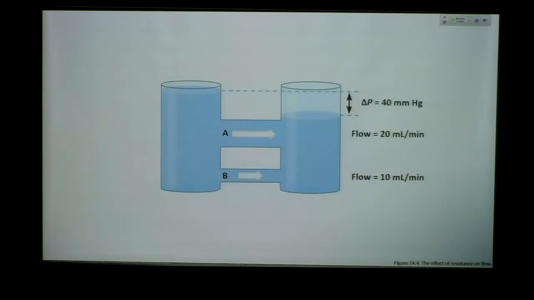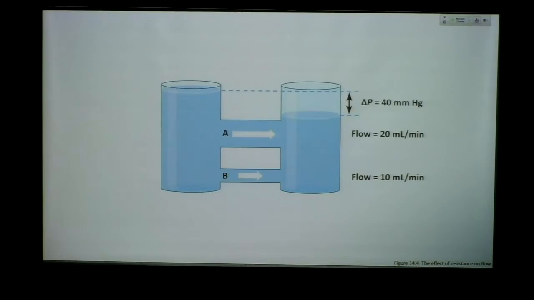All right, let's look at two scenarios here. So we have two containers, one on the left, one on the right, and we have two tubes or two vessels that are connecting both containers. We have a pressure gradient, which we sort of mentioned before, of 40 millimeters of mercury. And so we have flow. We know that we have flow because we have a pressure gradient. So water or blood is going to want to move from side A, or the left side, sorry, to the right side. And it can do so through conduit A or through conduit B, okay?